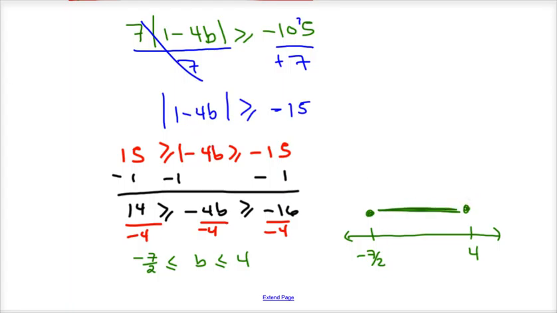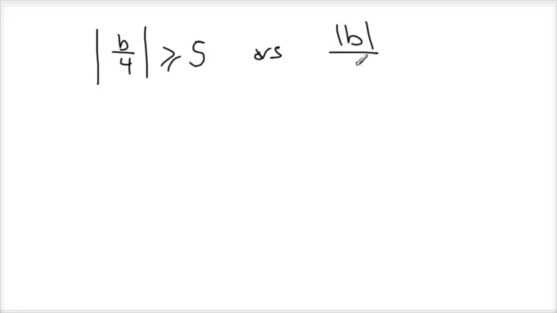One last quick example, just to go back to one of the ones we did before. We had an example where it was being divided, and I just want to point out a quick little difference here. If you have the absolute value of b over 4 is greater than or equal to 5, versus the absolute value of b, over 4, greater than or equal to 5, notice here the 4 and the b are both inside the absolute value, where here the 4 is not.